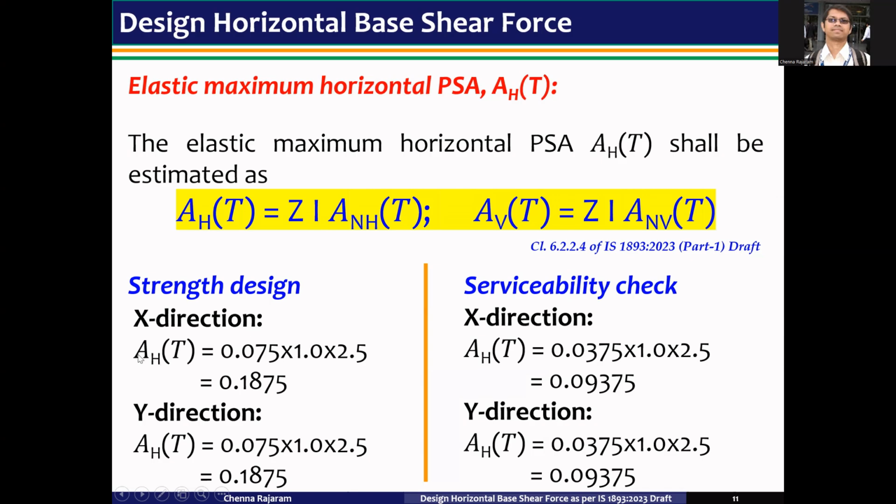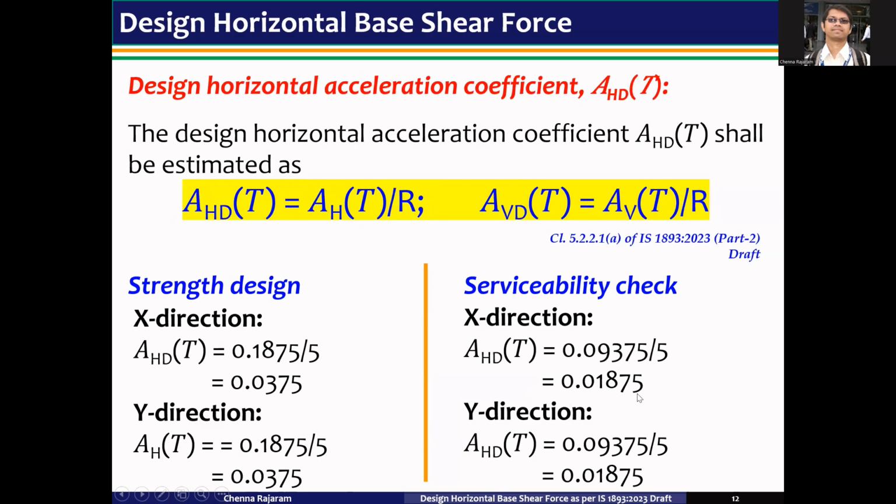And the AH of T in x direction for strength design is equal to Z, that is 0.075, multiplied with importance factor 1, and ANH of T is equal to 2.5. So after simplification, AH of T in x direction and y direction, the value is 0.1875 for strength design. Similarly, for serviceability check, the value is 0.09375, both in x and y directions.